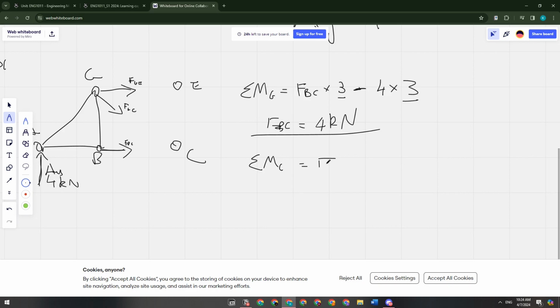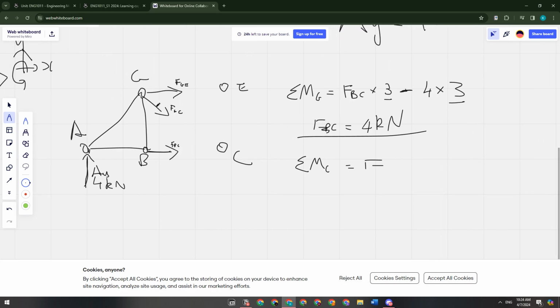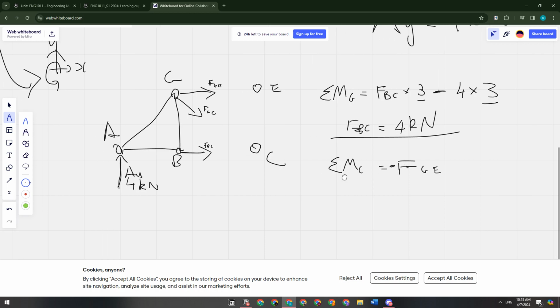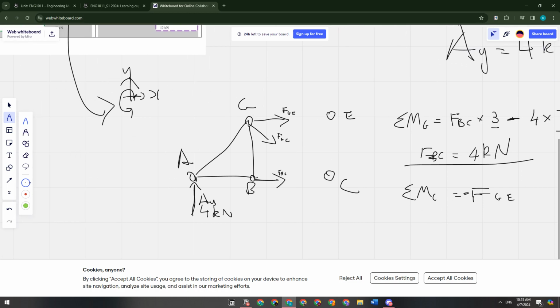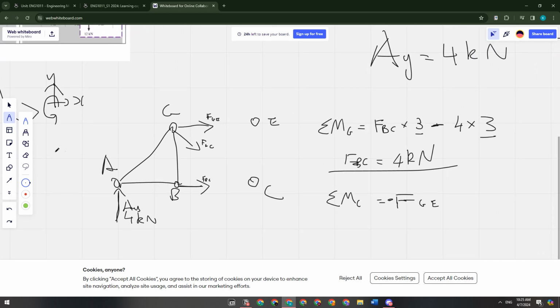So again, you don't need to worry about this one and this one. They're dead. FGE is what you need to worry about. FGE. Now we're just going clockwise, so negative. Anti-clockwise is positive. Or you could do the other way around, your choice, but that's just what I was taught.